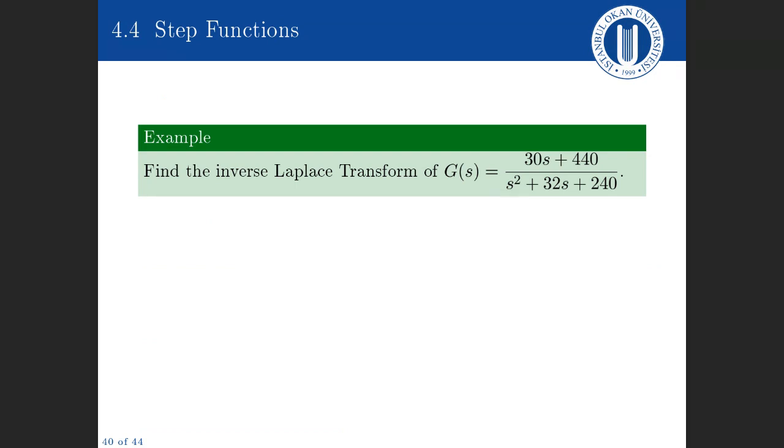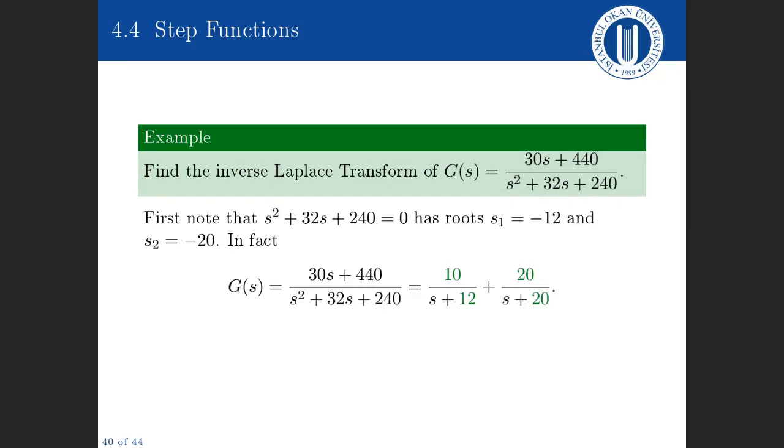Let's do a couple of examples. Find the inverse Laplace transform of 30s plus 440 divided by s squared plus 32s plus 240. First thing to note is that the roots of the denominator are minus 12 and minus 20. So that means that we're going to factorize the denominator and then use partial fractions. I'm going to leave it for you to check that we can write that capital G is 10 over s plus 12 plus 20 over s plus 20.